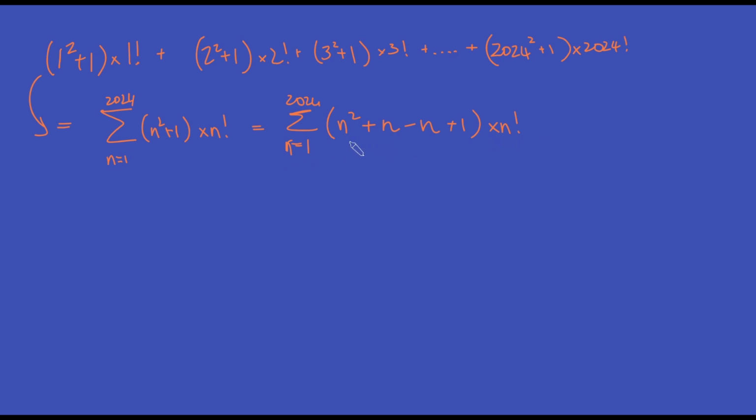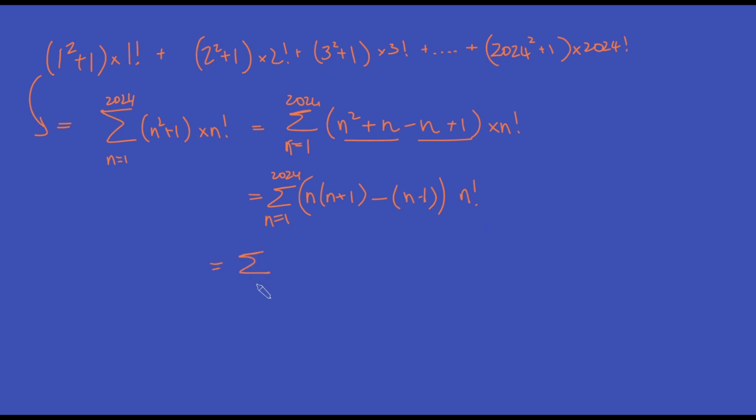And now what I'm going to do is focus on these pairs of terms separately. I'm going to factorize the first pair. So it's going to be the sum from n is 1 to 2024 of n times n plus 1, and then this here is just going to be minus n minus 1, times n factorial. Cool. Now if we just expand this out, what do we get?